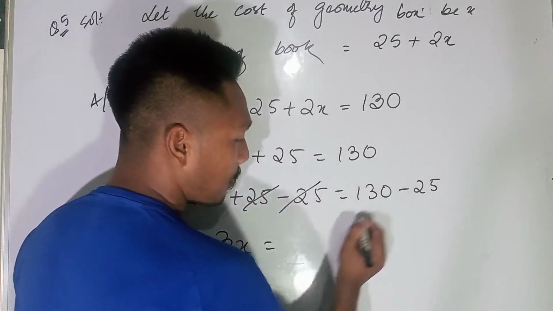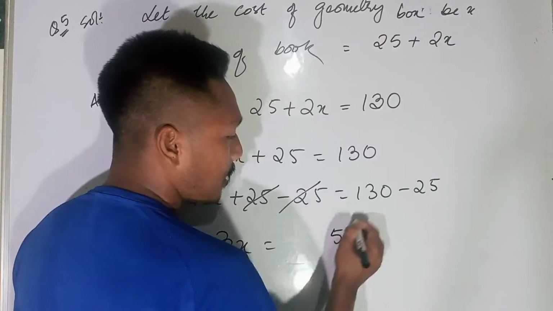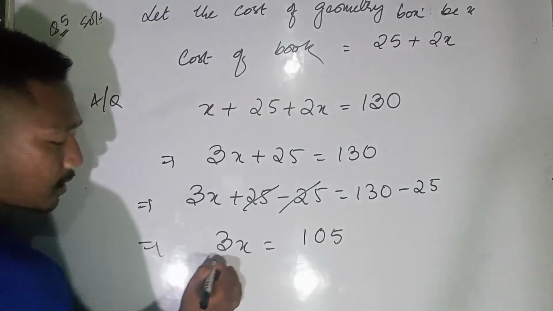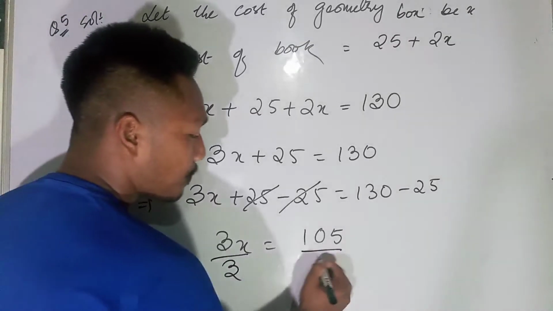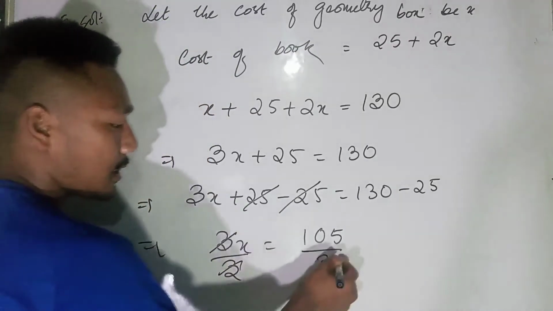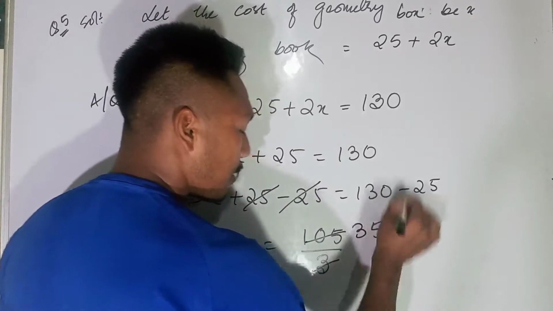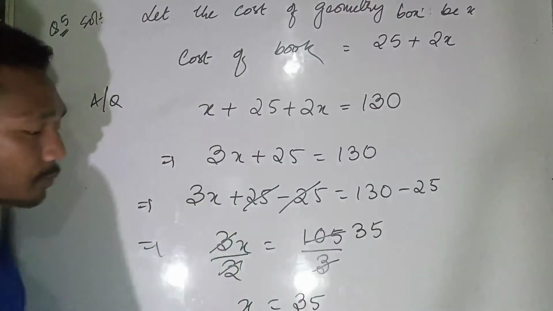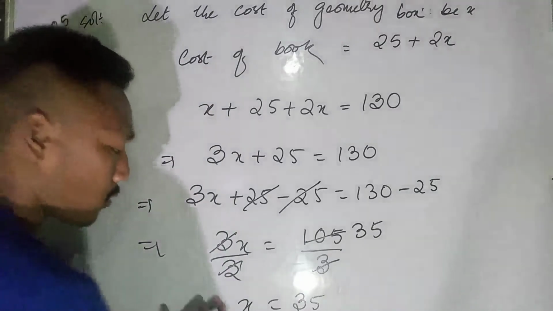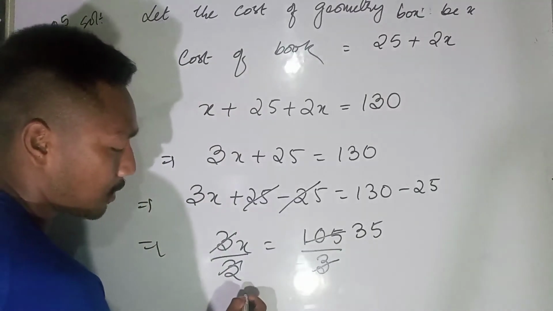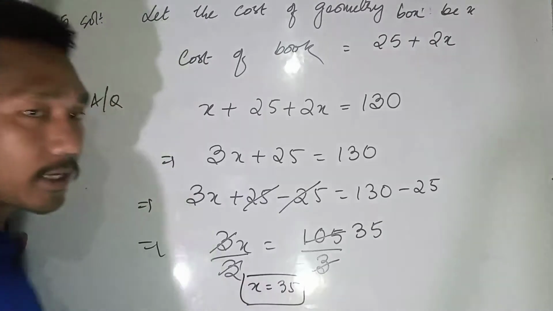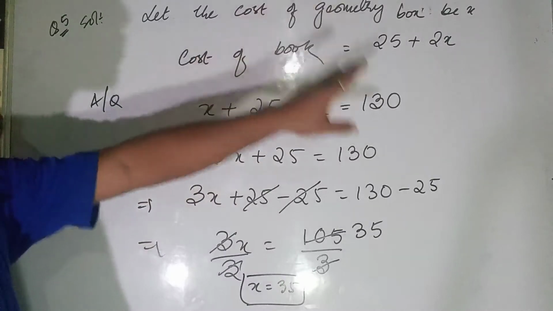Subtracting, 130 minus 25 is 105. Now if I want to remove the 3, I have to divide both sides by 3, so 3 and 3 cancel. 3 times 35 is 105. So x is equal to 35, which means the cost of the geometry box is 35.